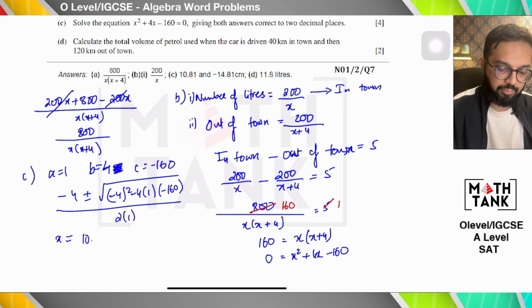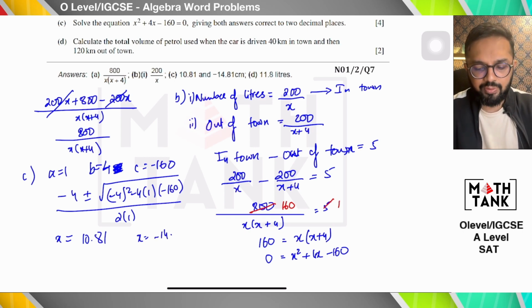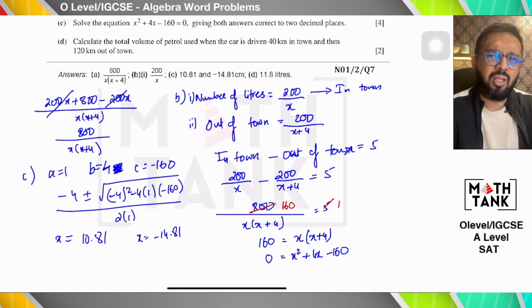So x is 10.81. What does it say? Correct to two decimal places. And minus 14.81. Obviously, consumption can't be negative. The next part, I'm probably going to discard this as well.